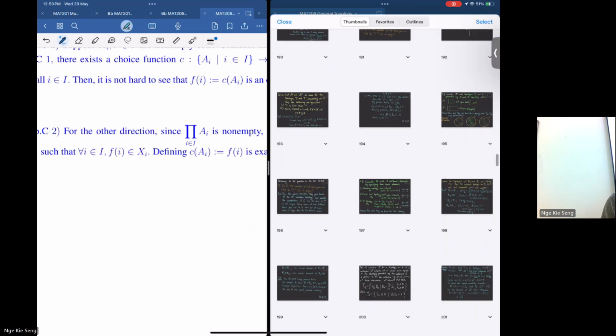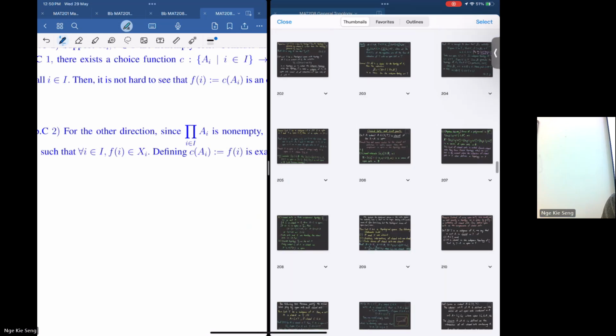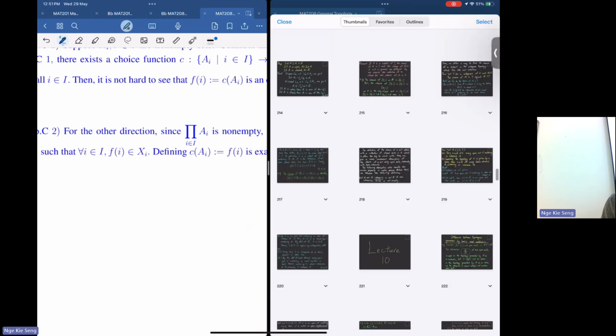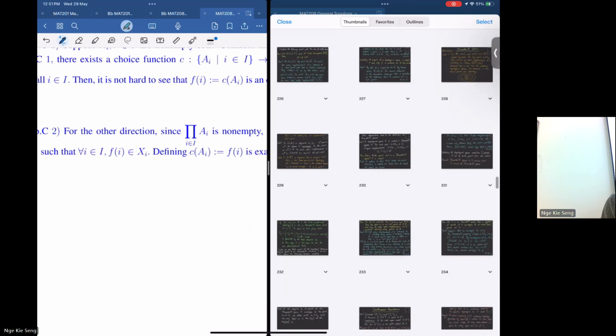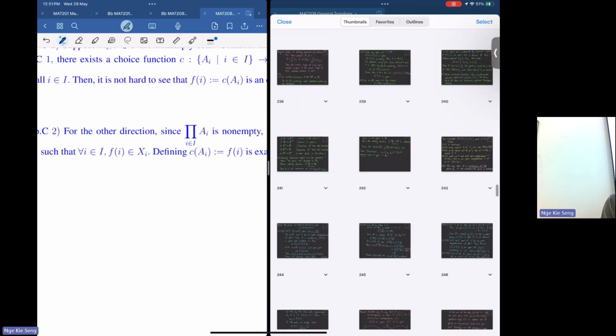Product topology. Correct or not? We'll introduce this. It's in the lecture.